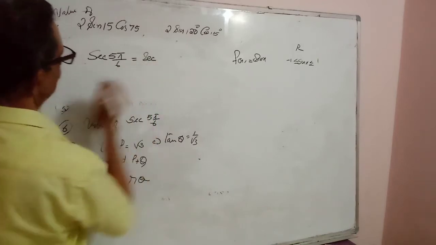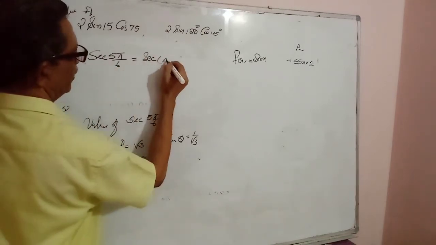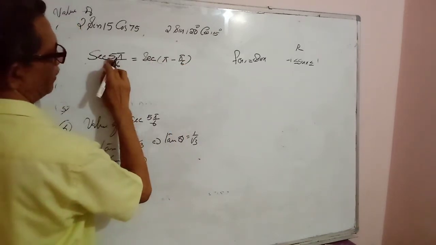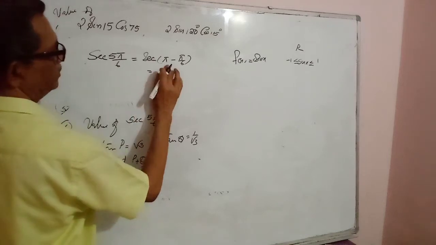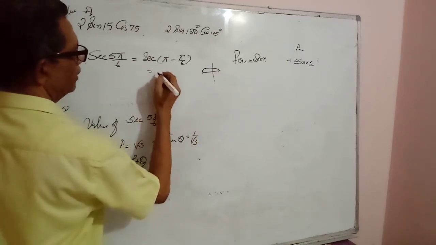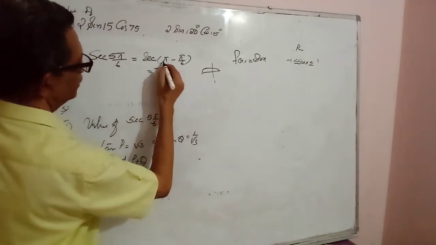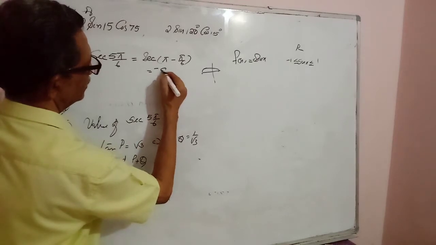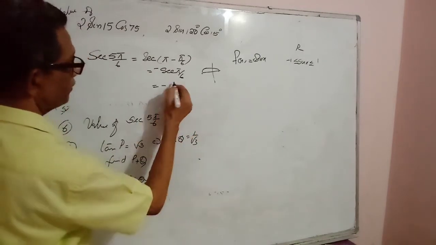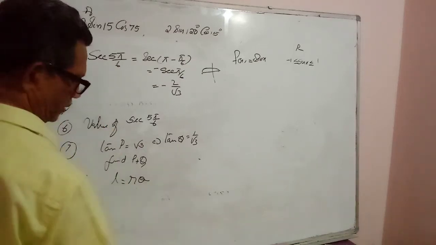So the value can be obtained by splitting this one. This 5 is 1 less than 6. So you can write it as pi minus pi by 6, that is 6 pi minus 5 pi by 6. And this is in the second quadrant. In the second quadrant, look, pi minus. In the second quadrant, secant is negative; only sin and cosecant are positive. This is 2 into pi by 2, so we can write it as secant pi by 6, and that is 1 by cos pi by 6, root 3 by 2, so secant pi by 6 is 2 by root 3. So the answer is minus 2 by root 3. In this way we can split.